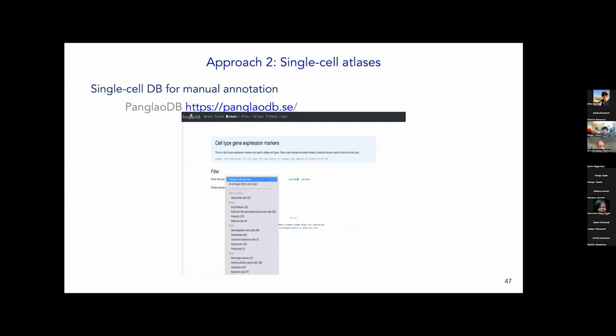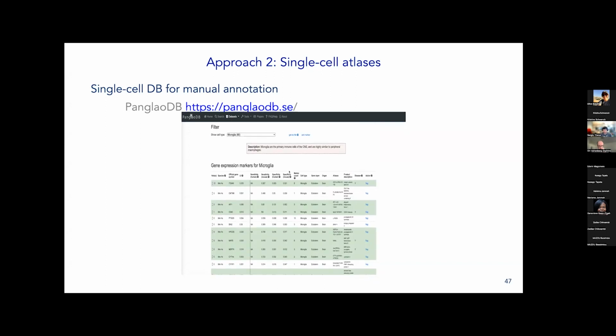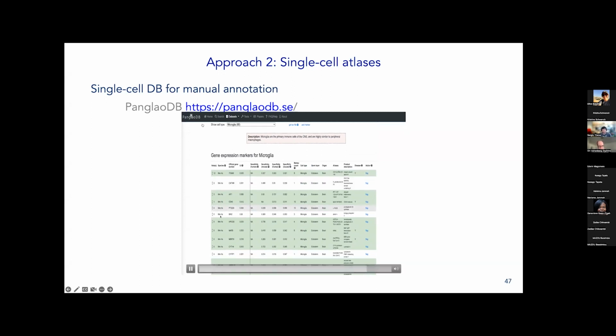You can also look through cell types. So for example, here I'm going to see what the markers are that I can use for microglia, and it will tell me that these genes have been reported before in microglia and might be useful for you to annotate microglia if you're working with a brain sample.